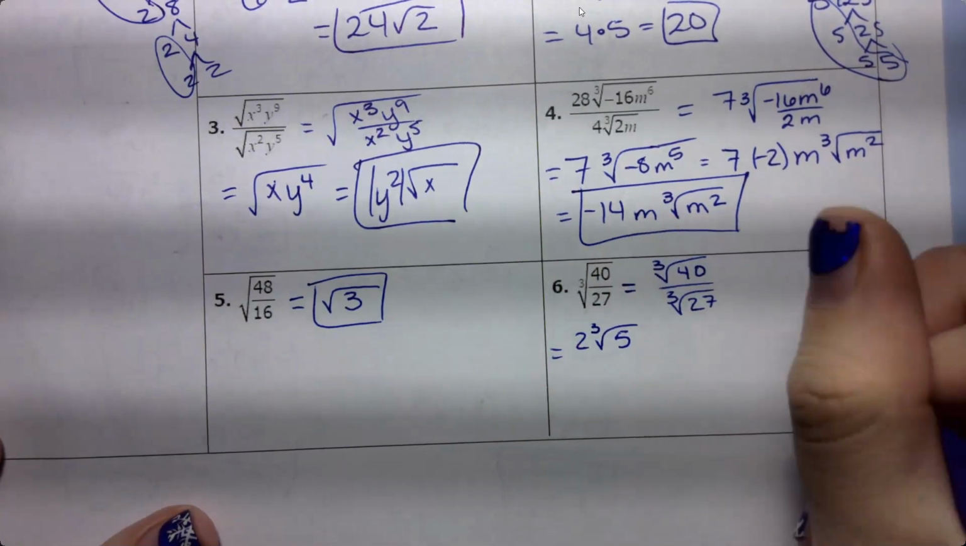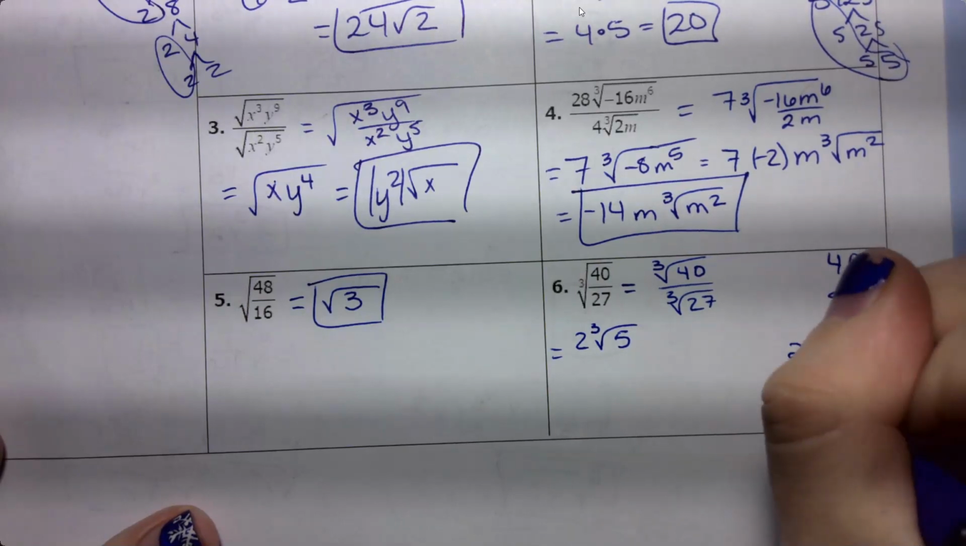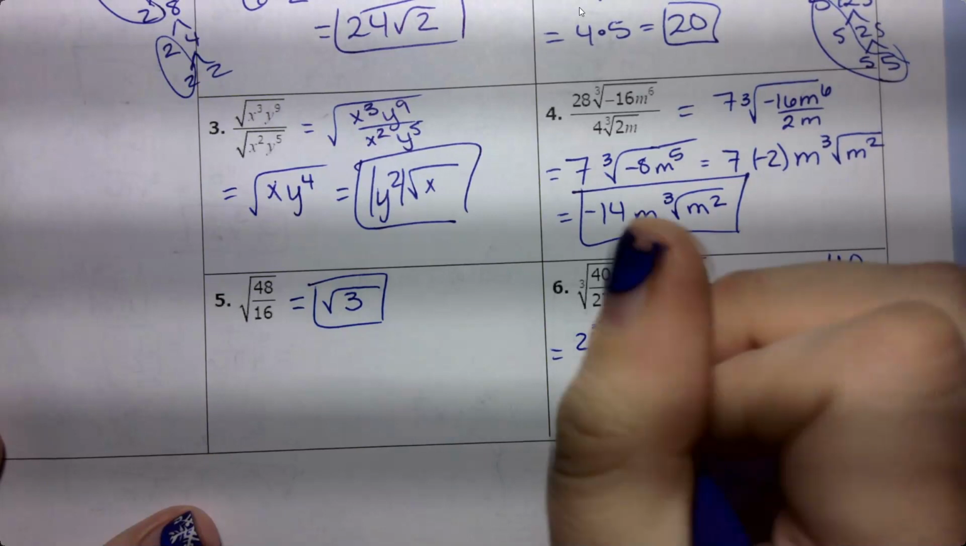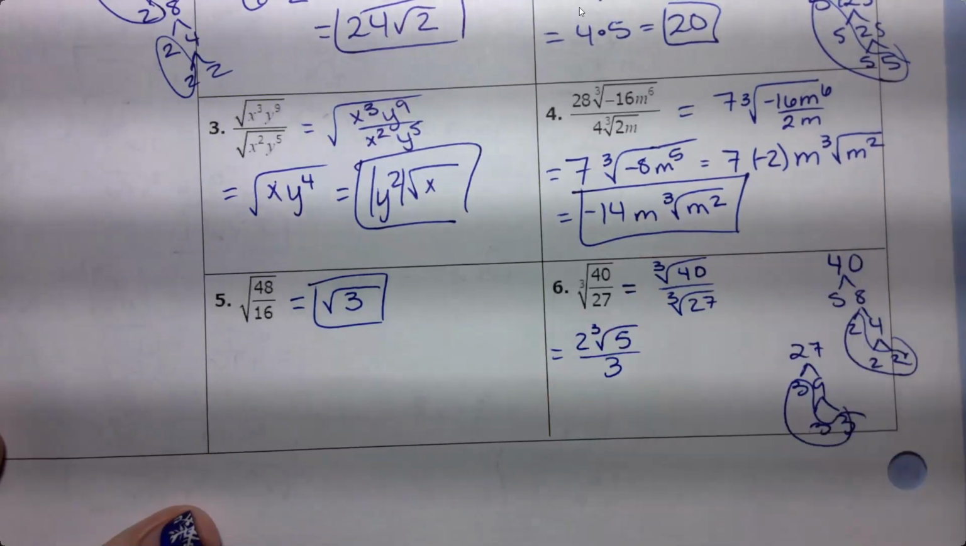And then I want to do the same thing for 27, which gives me 3 and 9, 3 and 3. I have a group of 3's, so I have a 3 on the bottom of this fraction.